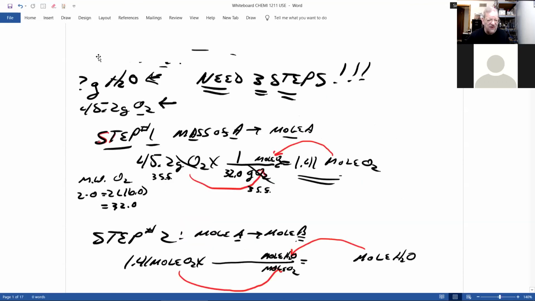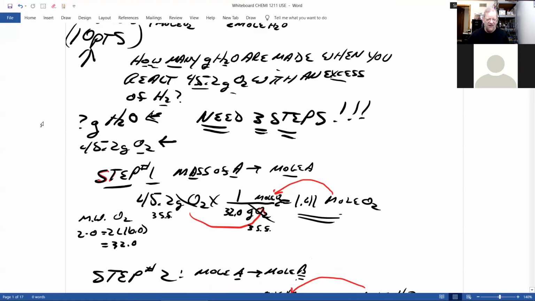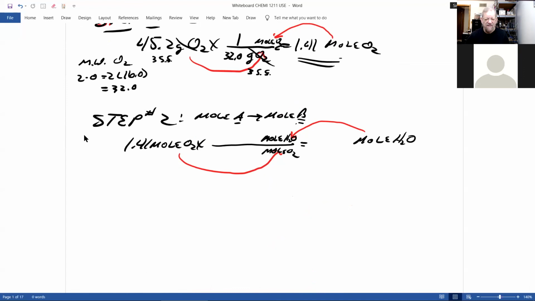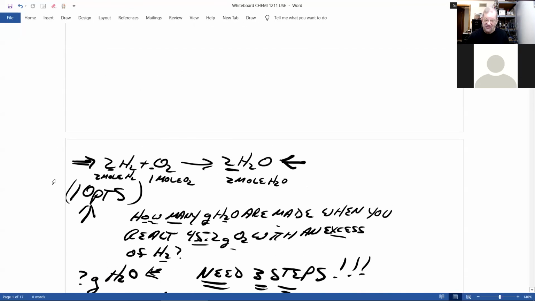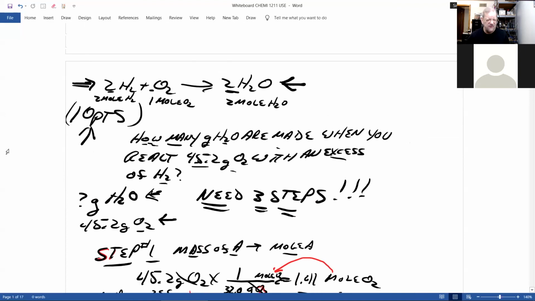And where do I get those numbers? I come up to my balanced chemical equation. And the coefficients, the number in front, give me molar ratios or relationships. And that really means there's 2 moles of hydrogen. When there's no number, it's 1. React with 1 mole of oxygen to make 2 moles of water. And if I come down here, for every 1 mole of oxygen, I make 2 moles of water. And again, the relationship between moles of oxygen and moles of water is right there.